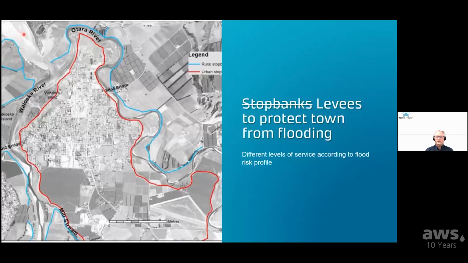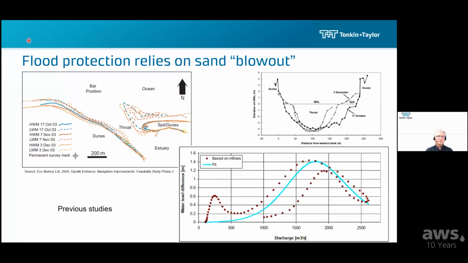One of the interesting components of the flood protection for this town is both the levees, but also the sand movements at the river mouth. During a big flood, the sand is known to blow out and the mouth widen with time as the sand is washed out. There have been a number of historic studies. This is just some excerpts from those, showing a series of different mouth geometries, if you like. That's a plan view.